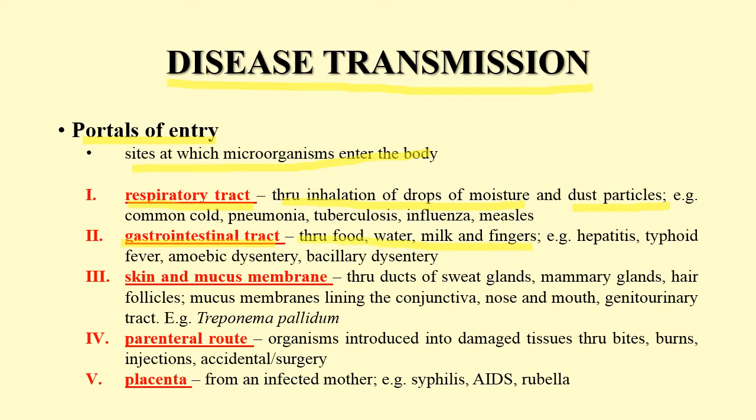It can also happen via the skin and mucous membrane through ducts of sweat glands, mammary glands, and hair follicles. Sometimes it can also happen via the parenteral route, where microorganisms are introduced into the system through bites, burns, injections, or accidentally via surgery. It can also happen via the placenta, usually from mother to baby.